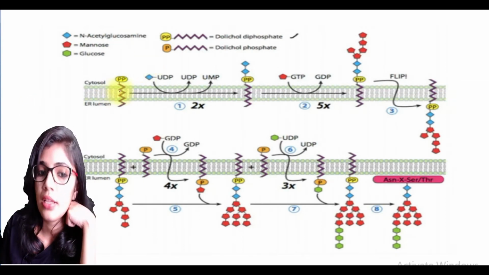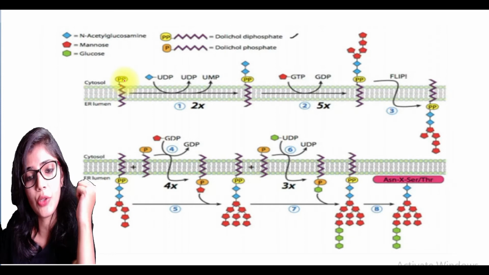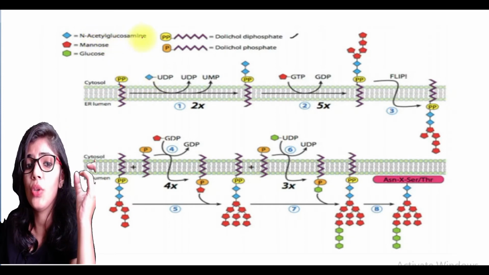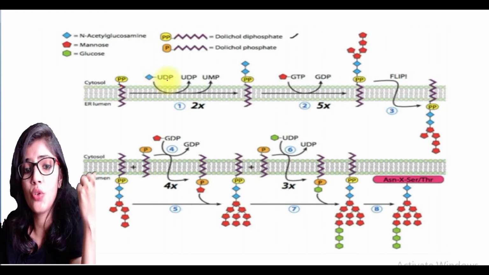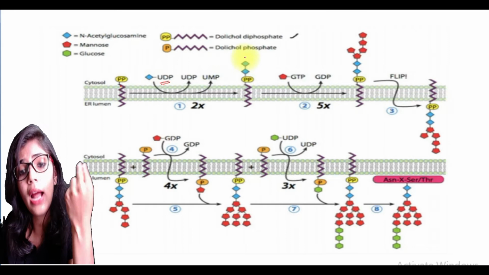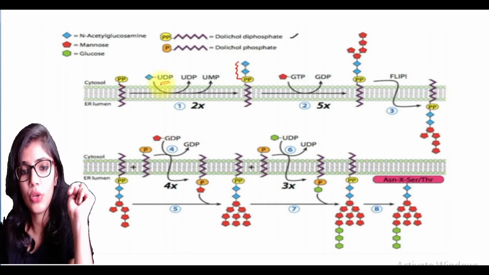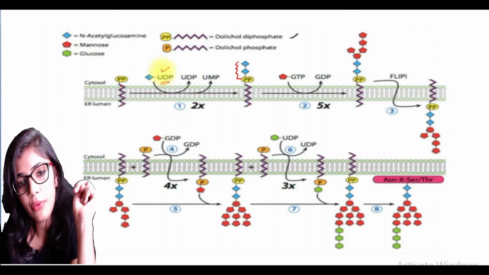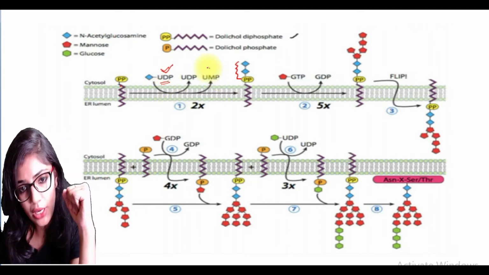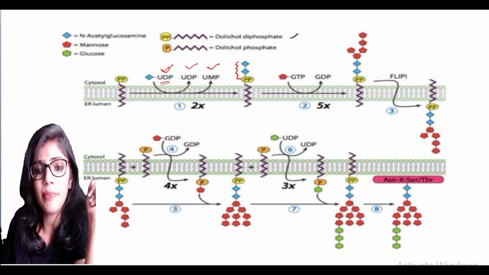See here, this is a dolichol, and attached to dolichol there are two phosphates over here. Whenever we are transferring an N-acetylglucosamine, it is attached to UDP. So to attach an N-acetylglucosamine, we need UDP. Here, first of all, we are using the UDP, and in return we are getting one UMP and one UDP, which we have shown in the last picture.